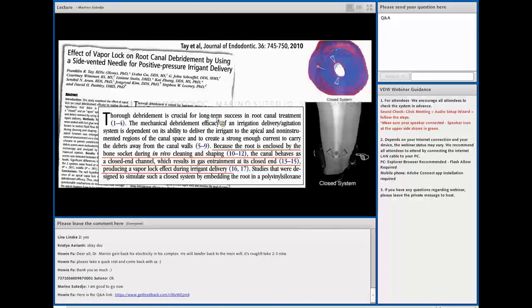So when we use sodium hypochlorite as our main irrigation solution to dissolve tissues and kill bacteria, when the sodium hypochlorite contacts the tissue, it will digest the tissue and release some oxygen. And when this happens, sometimes we might have what we know as a vapor lock, or a bubble trap. So there is a bubble inside there. It means that the irrigants cannot reach the apical area because there is a bubble trap that the irrigants cannot penetrate.